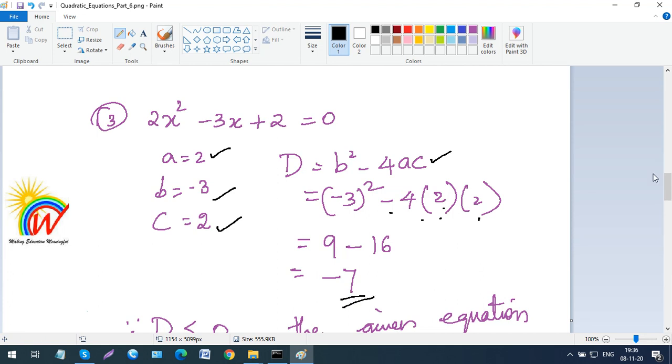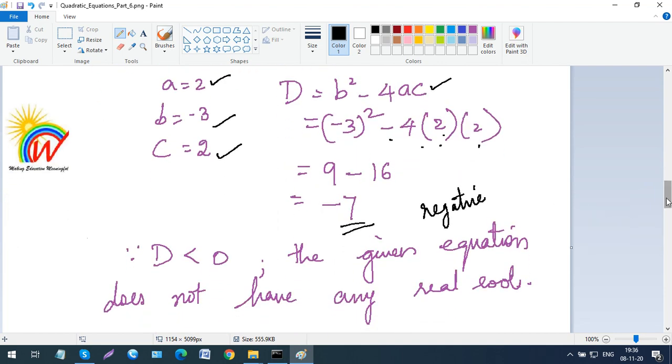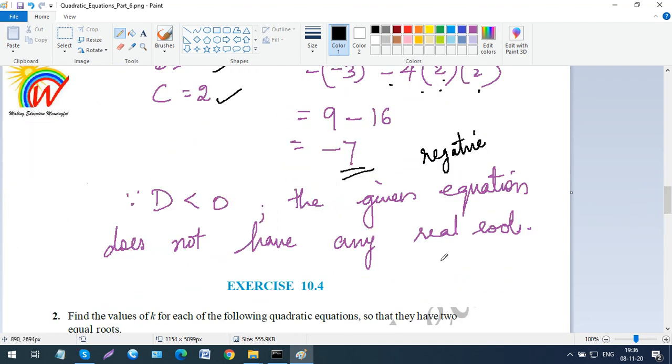So you're getting a negative number, right? I told you whenever you get a negative number for D, it's not going to have a real root. There are no real roots. It's going to have an imaginary root. You don't have to use that word imaginary anyway. You just have to say that there are no real roots.